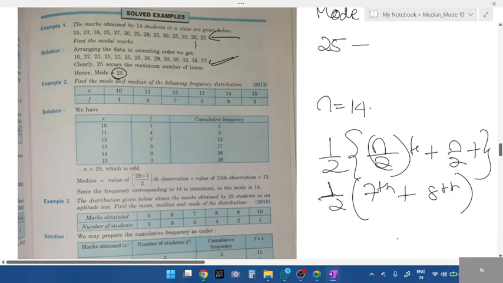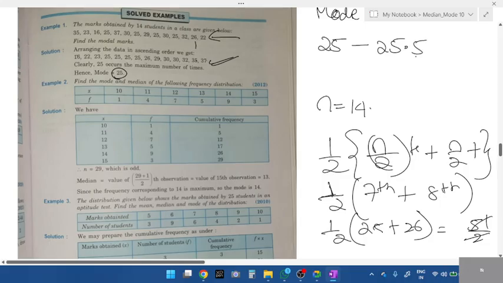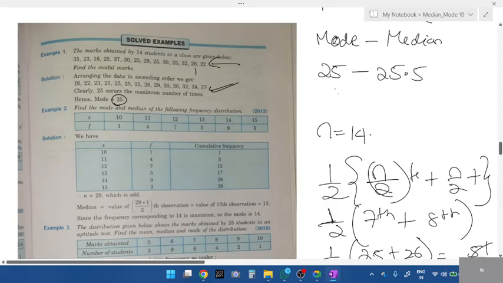What is the 7th term? 25 plus 26 is 51. 51 divided by 2 is 25.5. Okay, they might ask median is greater, so they would ask median minus mode, students. Median minus mode. What's the answer?